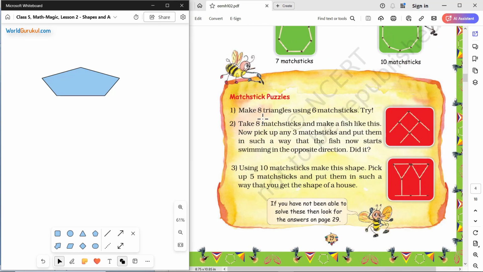Here is a matchstick puzzle. Make 8 triangles using 6 matchsticks. Try. This looks like a fish, and how many matchsticks do you have here? 1, 2, 3, 4, 5, 6, 7, 8. 8 matchsticks, and they formed a fish, right? Now, here is the task. Pick any 3 matchsticks and put them in such a way that the fish now starts swimming in the opposite direction. Try that.